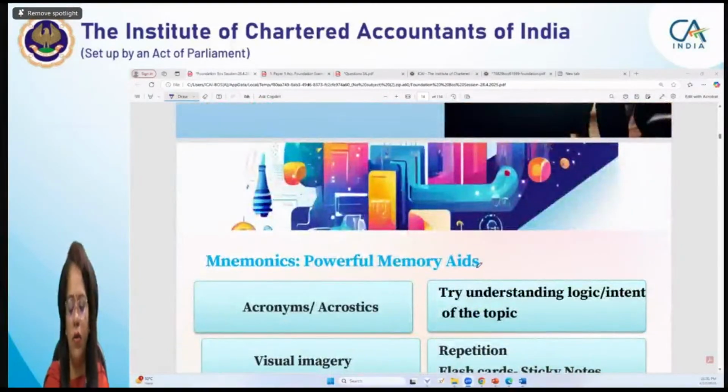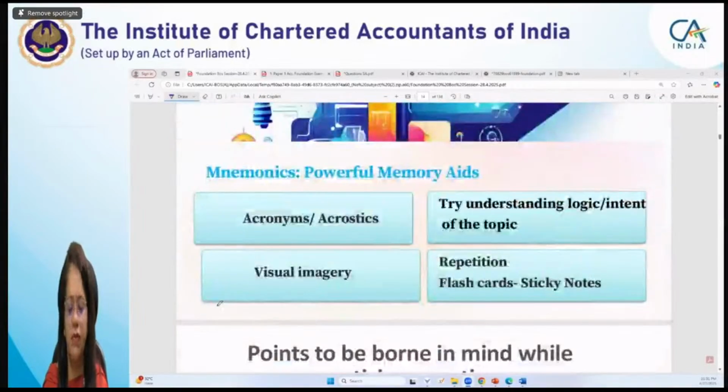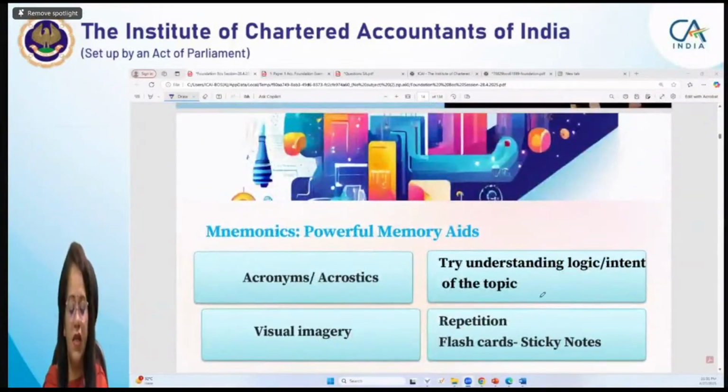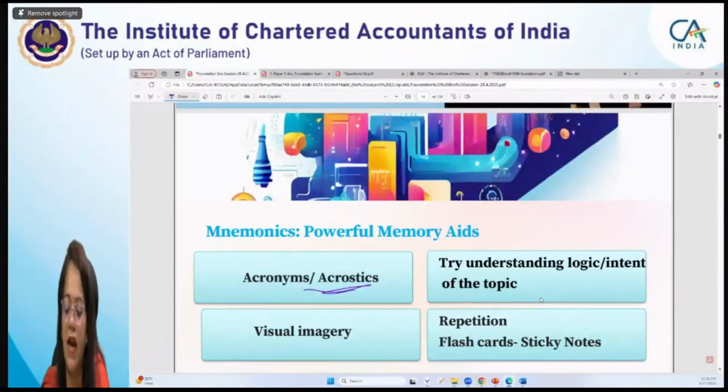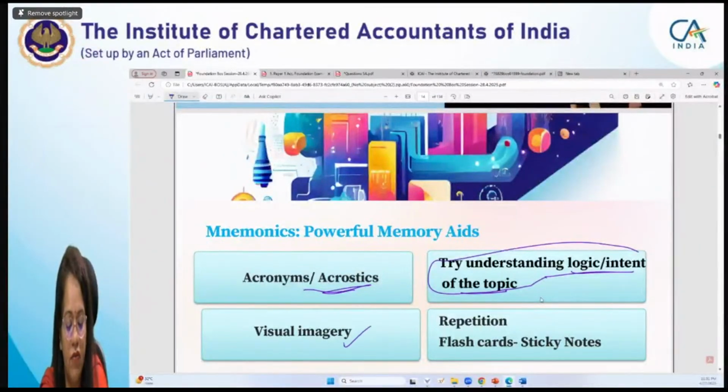Okay. How to remember? Powerful memory techniques could be to use acronyms, right? Try to understand the logic and intent of the topic. See, I told you not to memorize, not to cram everything. Please understand the topic. Understanding the topic would help you to retain it in your memory in a better way. All right, visual imagery and repetition. Repeat flashcards, sticky notes. Repeat as much as you can.